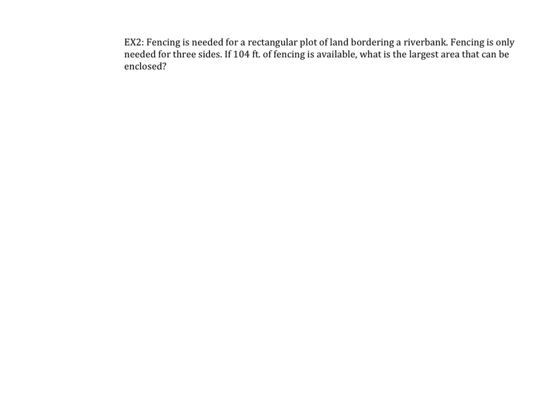So fencing is needed for a rectangular plot of land bordering a riverbank. So here I have this rectangular plot of land and it borders a riverbank. Fencing is only needed for 3 sides. We don't need fencing on the side that is on the riverbank. So I'm going to have some length and some width. I don't need a let statement because L and W are generic length and width. We always use that.